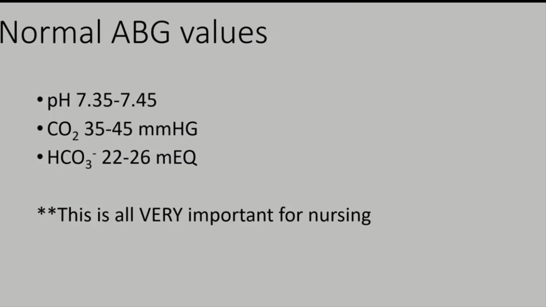And like I said, you do need to know the numbers in this chapter. So here are all the numbers that you need to know. You need to know that pH range, 7.35 to 7.45. You also need to know the normal CO2 partial pressure, 35 to 45. We mentioned that back in respiratory. And you need to know the normal bicarbonate ion concentration, which is 22 to 26 milliequivalents.